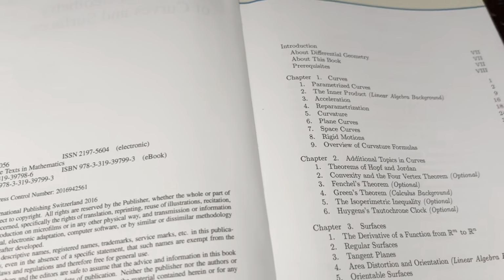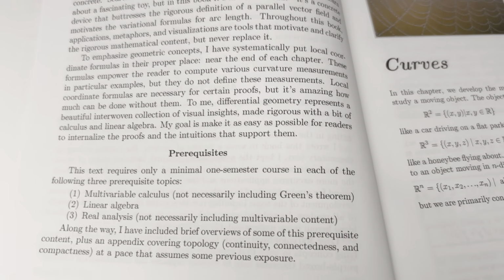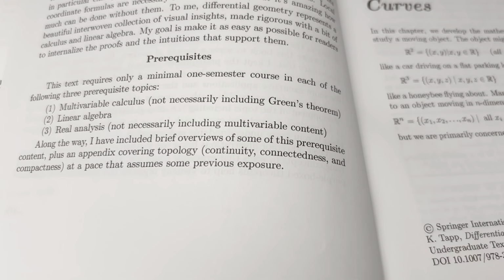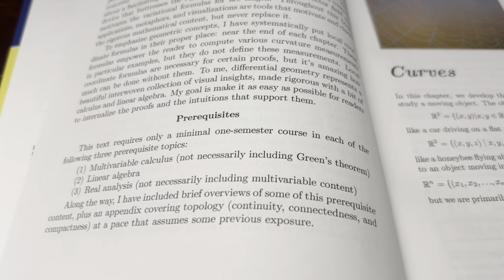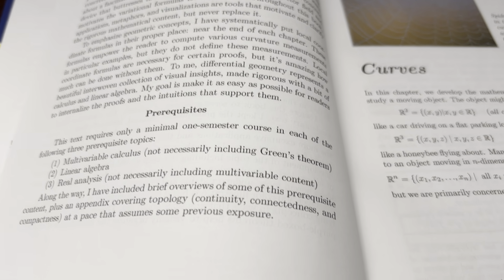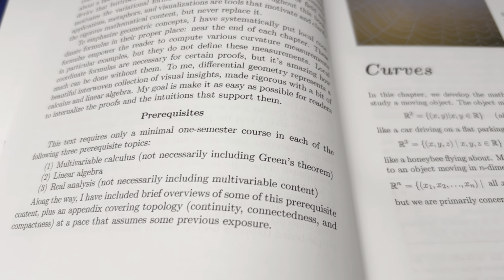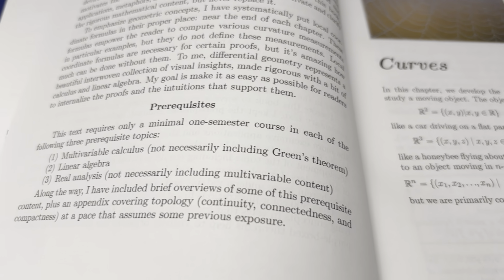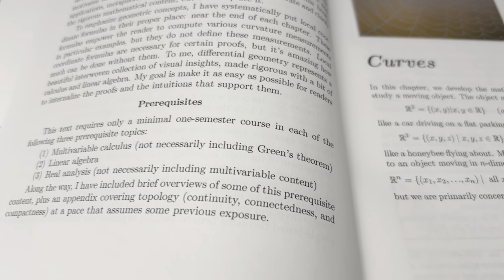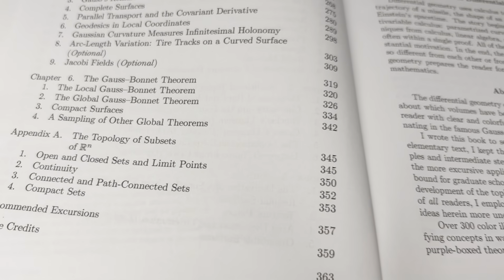So I would say the prerequisites for this, Tapp literally states prerequisites right here: multivariable calculus, linear algebra, and real analysis. But in my personal opinion, I do not think you need real analysis to study this book. I think you can get a large amount of the content without knowing concepts in real analysis. You still need to know how to prove things. That's fundamental, but all the topics in real analysis, I'm not so sure. Plus, there's the appendix there, so if you really need it.